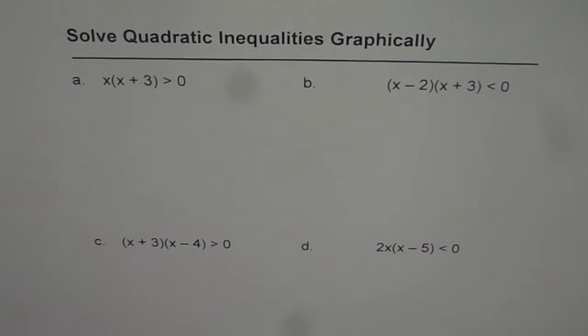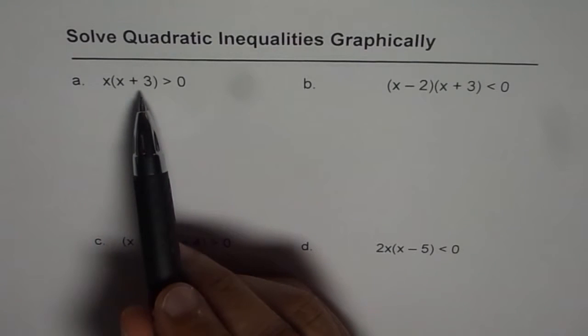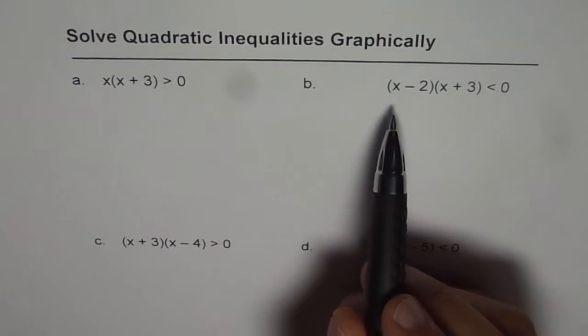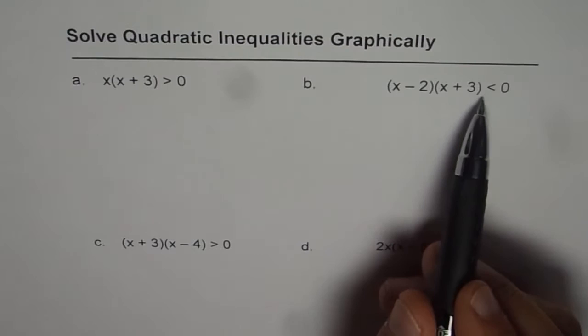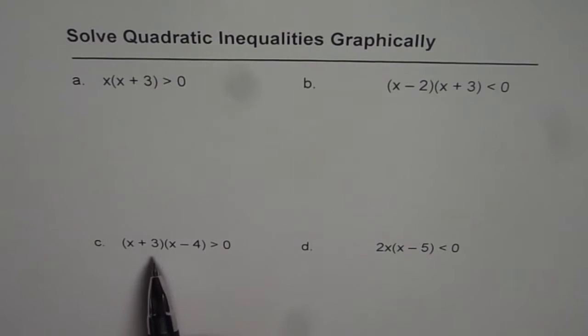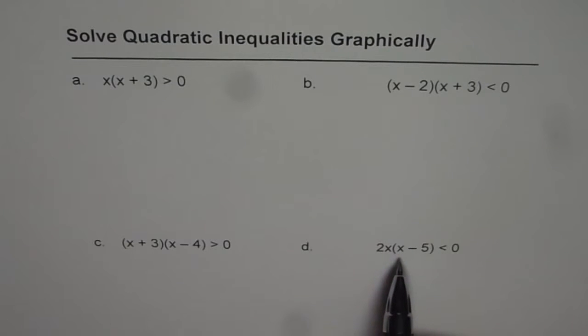I'm Anil Kumar, and now let us solve quadratic inequalities graphically. We have 4 examples on this sheet. I will do 2 of them, and the other 2 are for you to practice. The first one is x times x plus 3 greater than 0. The second one is x minus 2 times x plus 3 less than 0. And then we have x plus 3 times x minus 4 greater than 0 and 2x times x minus 5 less than 0. Now we'll use the graphical method to find the solution of these inequalities.